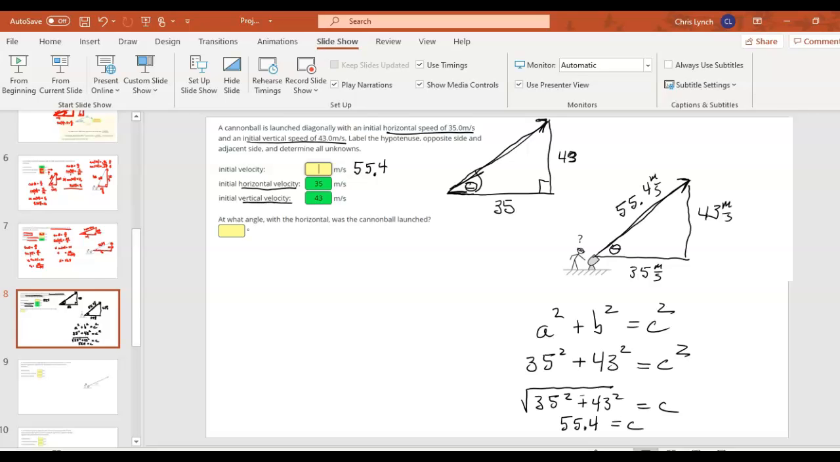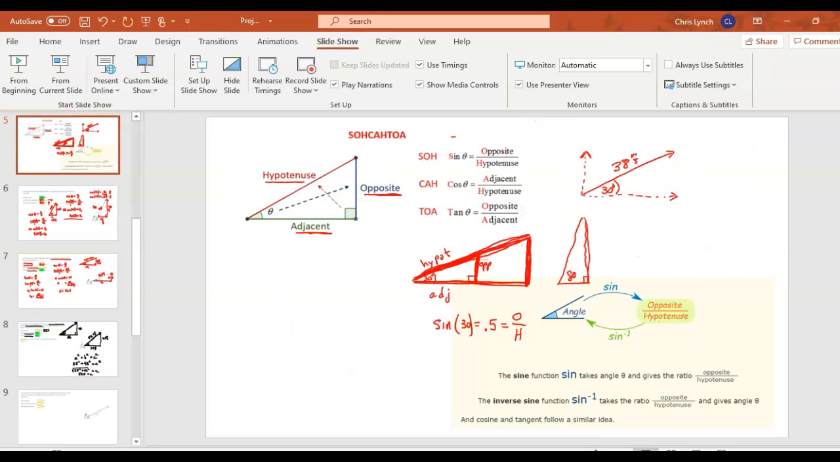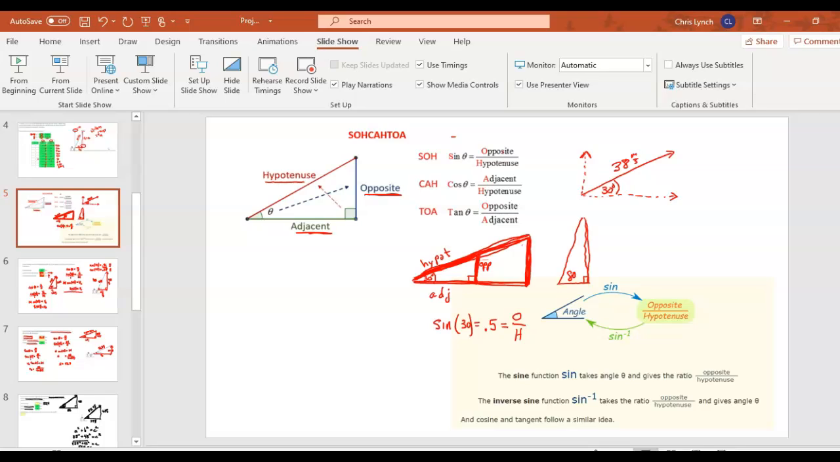All right, now this one is something we haven't really done yet, which is what angle is the cannonball coming at? I know all three sides of the triangle. How do I figure out an angle? Well, we can basically use the inverse relationships.